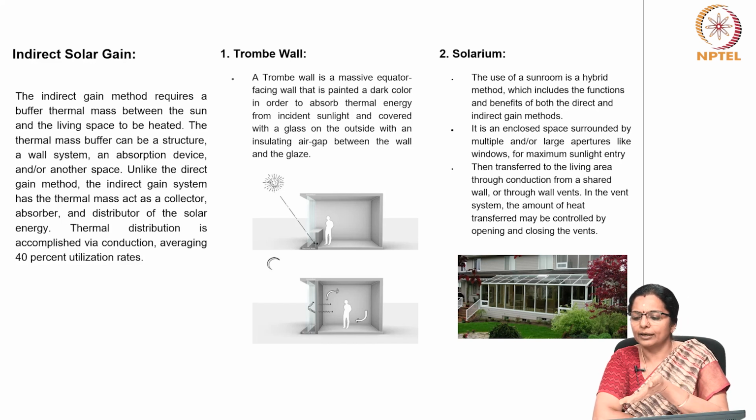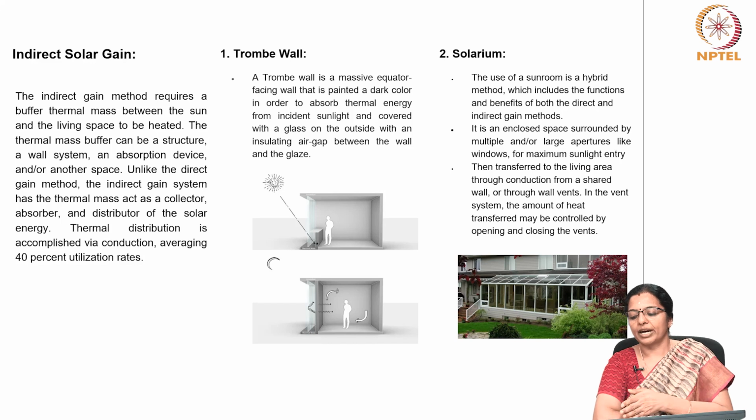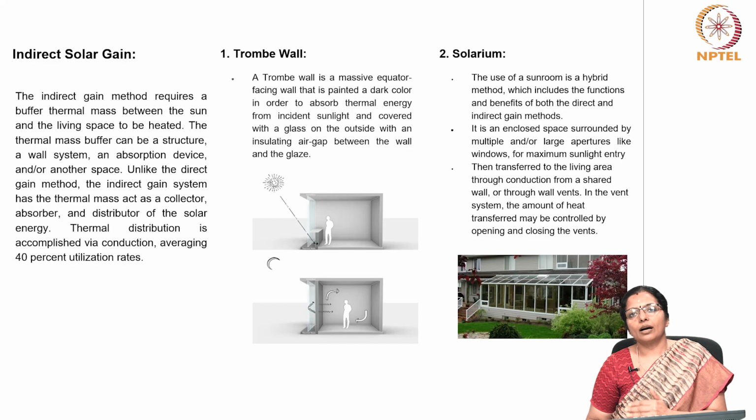The use of a sunroom is a hybrid method which includes the functions and benefits of both the direct and indirect gain methods. It is an enclosed space surrounded by multiple or large apertures like windows for maximum sunlight entry, then transferred to the living area through conduction from a shared wall or through wall vents. In the vent system, the amount of heat transferred may be controlled by opening and closing the vents.